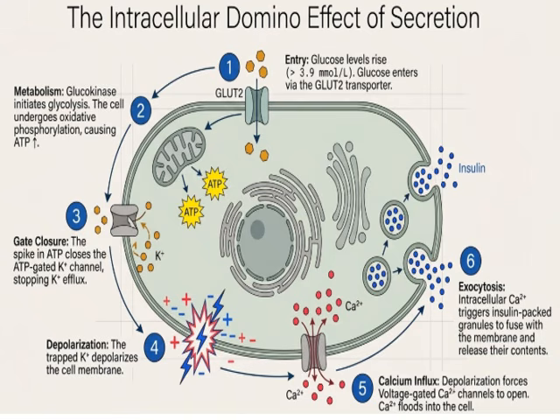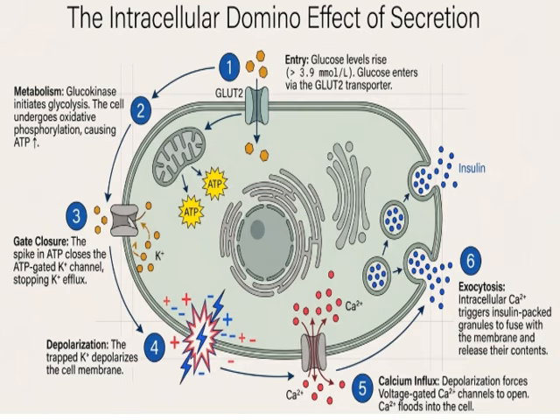This spike in ATP causes the ATP-gated potassium channels to close, stopping potassium efflux. Then there is depolarization, and the trapped potassium depolarizes the cell membrane, and then there is a calcium influx, where depolarization forces the voltage-gated calcium channels to open, and calcium floods into the cell.